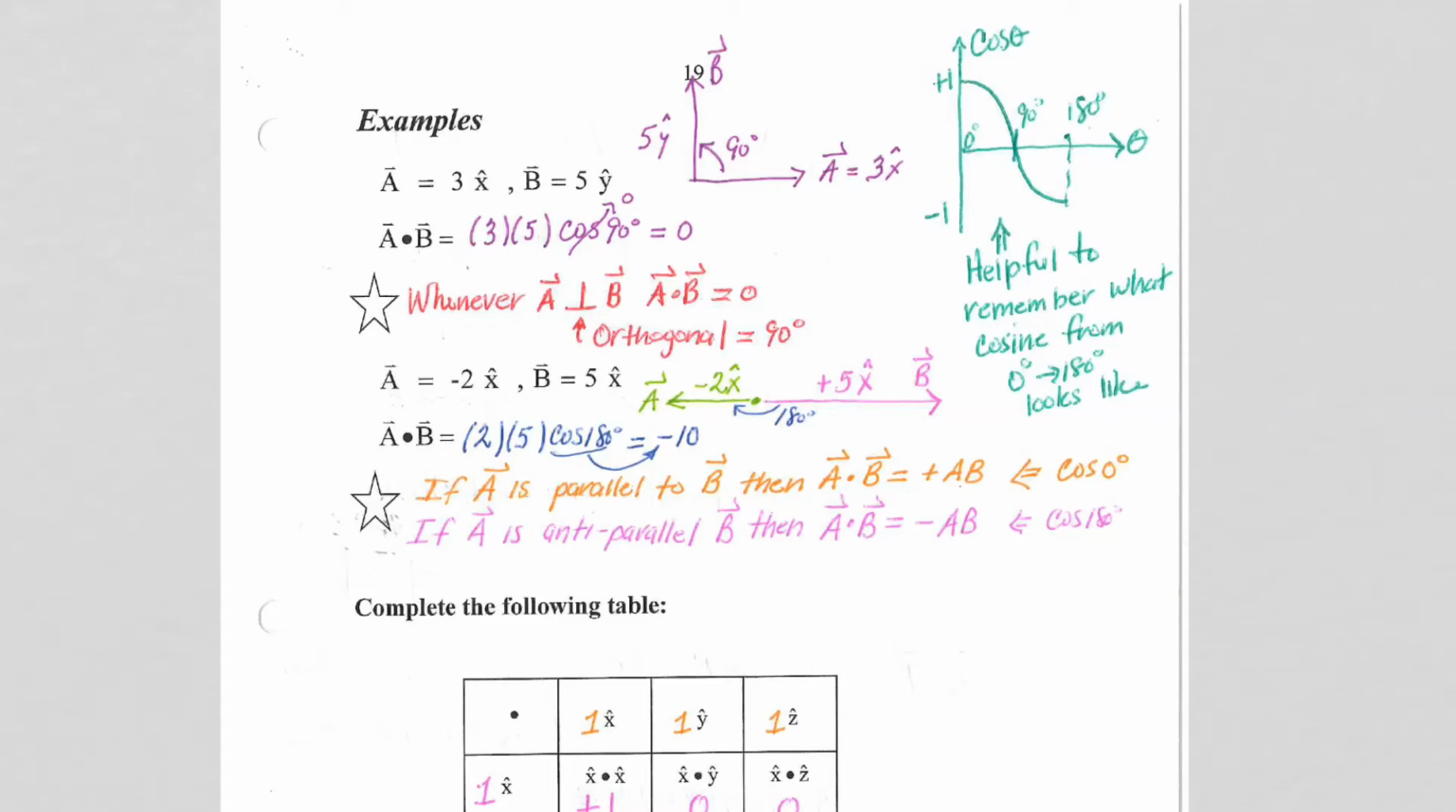Okay, for our second lesson on dot products, I'm going to go through some specific examples, and I'm also going to show you how to take the dot product of vectors when you're given the component form of the vectors. So let's get started here.